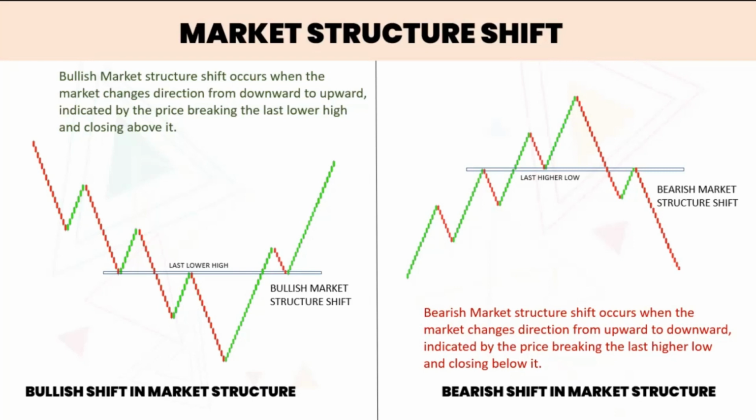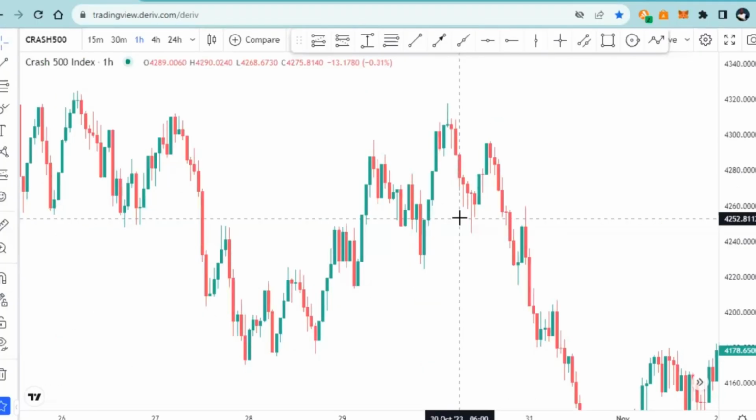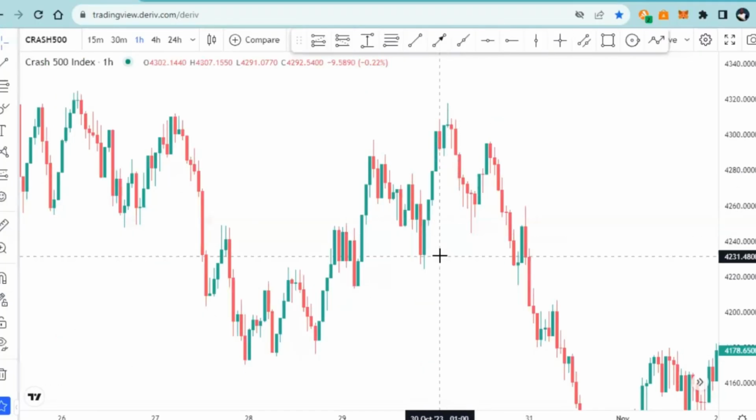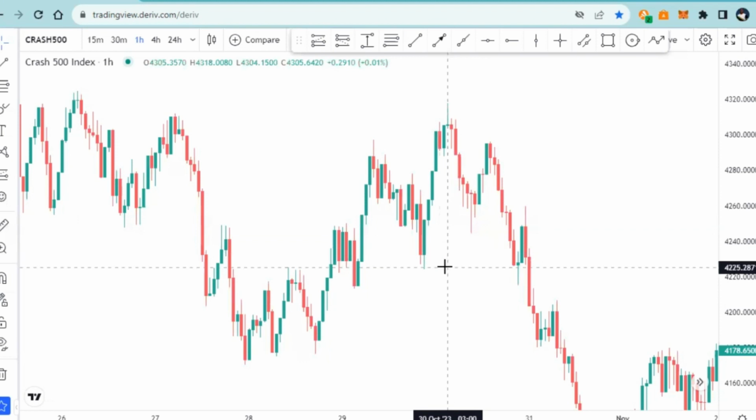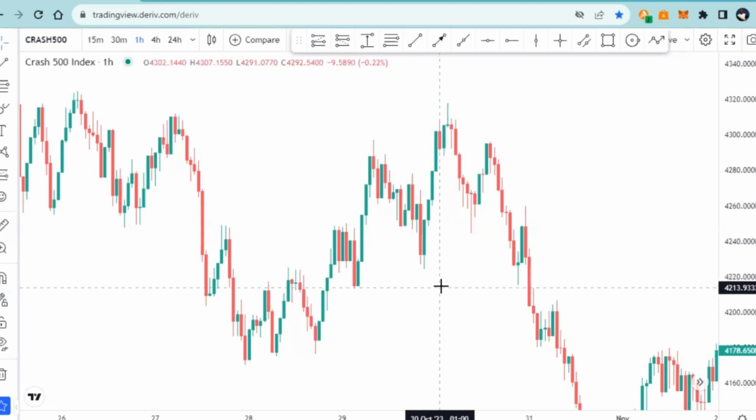Okay, we can look at the price chart now. Let me show this to you on a live chart. I'm just going to show you this example, and in the second part of this tutorial, which is part 2, I'm going to give you more examples and more variations of how the market structure shift works.